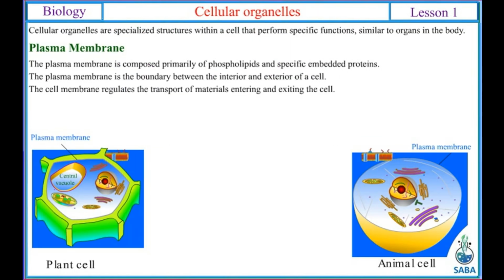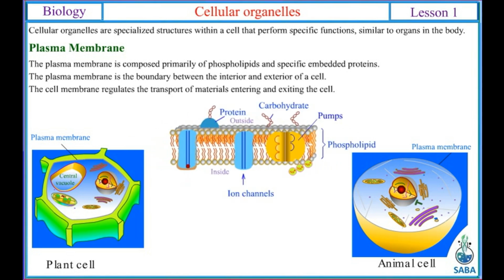Cellular organelles. Cellular organelles are specialized structures within a cell that perform specific functions, similar to organs in the body. Plasma membrane. The plasma membrane is composed primarily of phospholipids and specific embedded proteins. The plasma membrane is the boundary between the interior and exterior of a cell. The cell membrane regulates the transport of materials entering and exiting the cell.